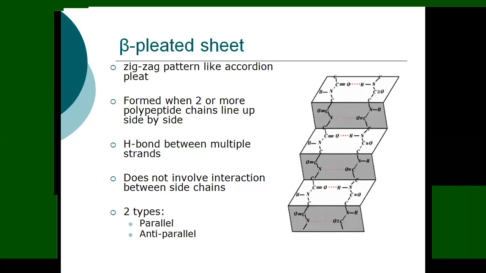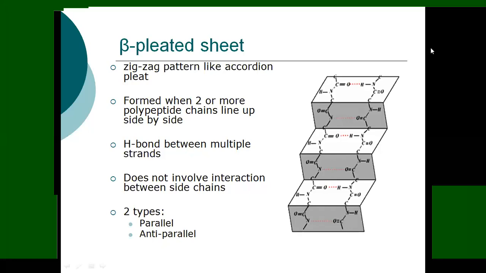So alpha helix has intrachain hydrogen bonds, but beta pleated sheet has interchain hydrogen bonds. Clear? Okay. So the beta pleated sheet has a zigzag pattern formed when two or more polypeptide chains line up. That I said, you should have more than two polypeptide chains. Hydrogen bonds between multiple strands do not involve interaction between side chains. These are two types. One is parallel and another is anti-parallel.